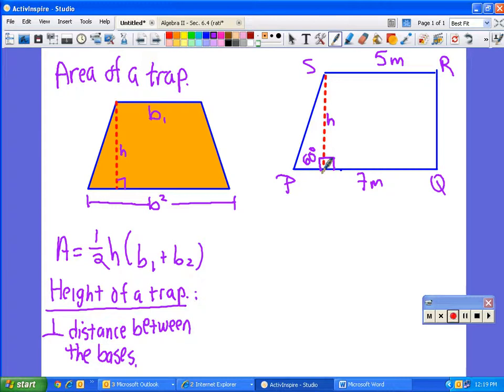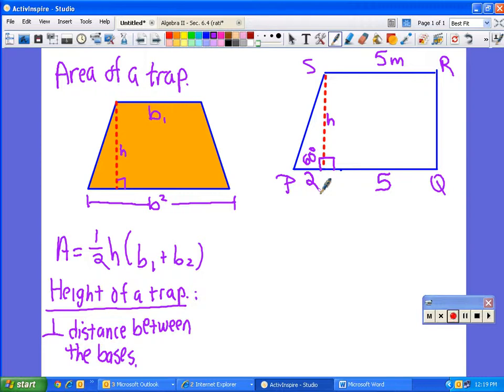It's 5. How do we know it's 5? Because the length from S to R is 5. So if we drew a rectangle and we know that SR is 5, then we also know that this part is 5. And then how long is this little part? 2. Okay, is everybody with me so far?